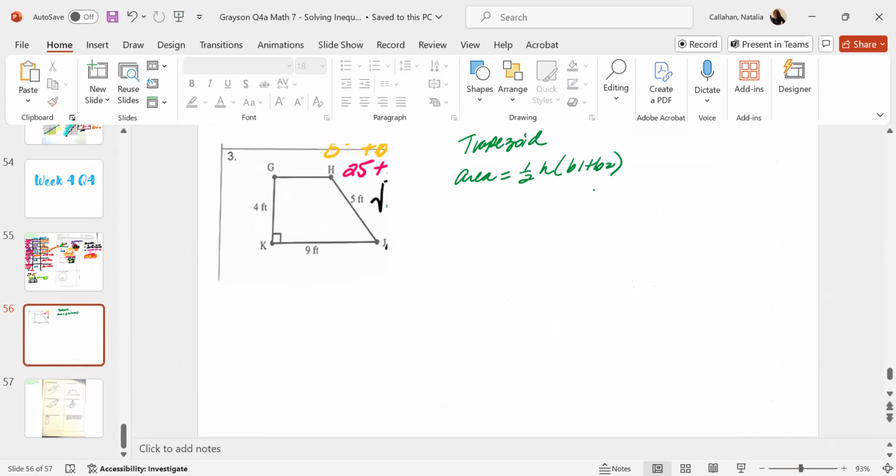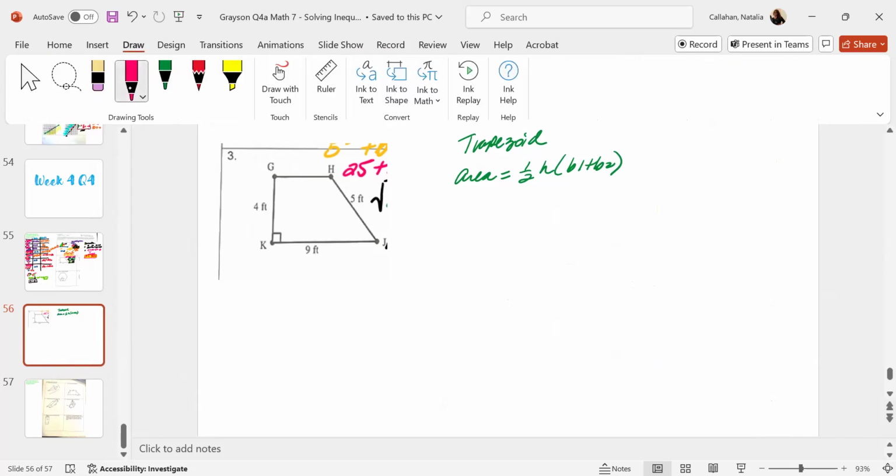One half is B1 plus B2. Good. So let's go ahead and label everything. Now label. So first step is ID the shape, right? Step 2, formula. Step 3, label, right? Okay.